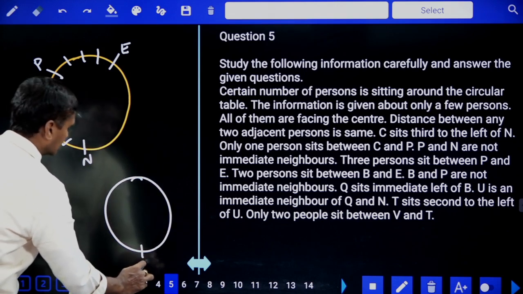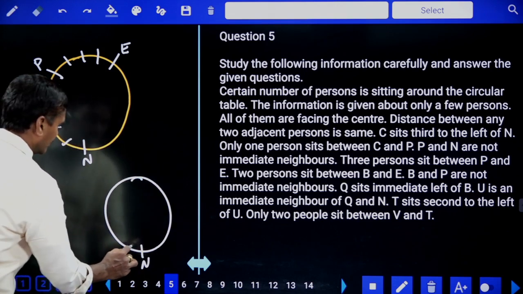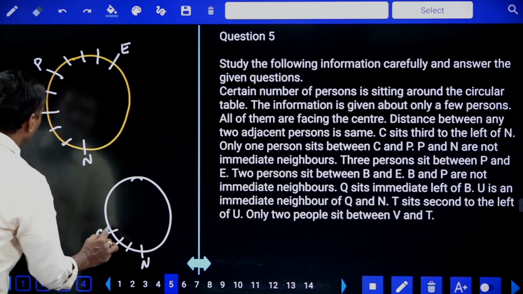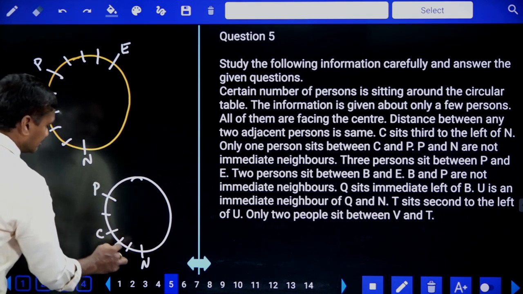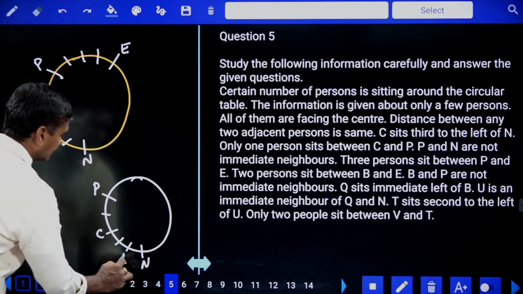Now in the second possibility, N is at this place. Now 1, 2, C is here. Now C is here, 1 and 2, P is here. 3 persons between P and E. Now E is at this place.